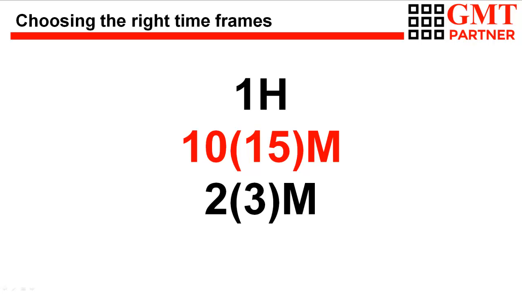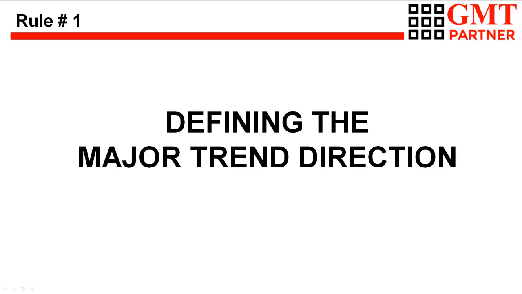And finally, the short-term traders who hold their positions within 1 hour may choose the following set of time frames. The long time frame is the 1-hour chart. The medium time frame is the 10 minutes or 15 minutes chart. And the short time frame is the 2 minutes or 3 minutes chart. Now we can go to the rules of the triple screen strategy.